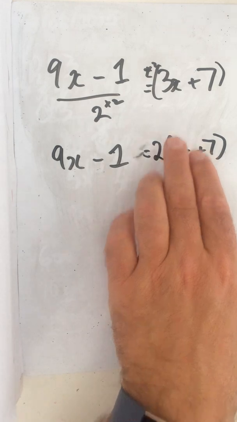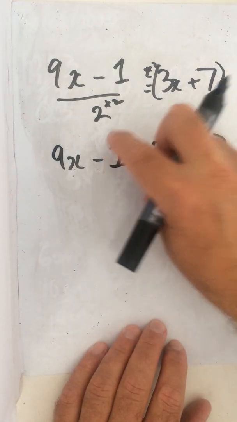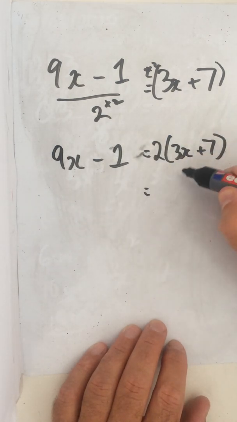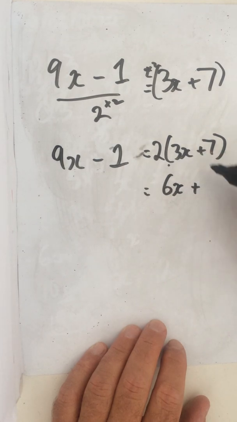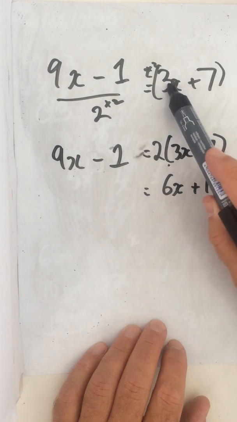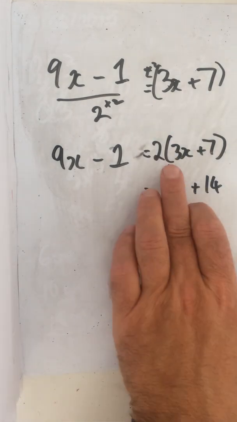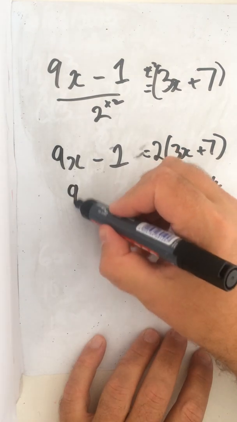Okay, like that, because remember you times everything outside the bracket by everything inside. So next step is to expand this bracket. So this would be 6x, 2 times 3x is 6x, plus 14. And actually you can see if you did 2 times 3x is 6x and 2 times 7 is 14, you would have done it the same. But it's worth putting it in the brackets because it's a good habit for more difficult questions ahead.